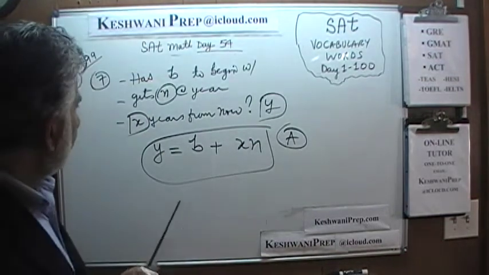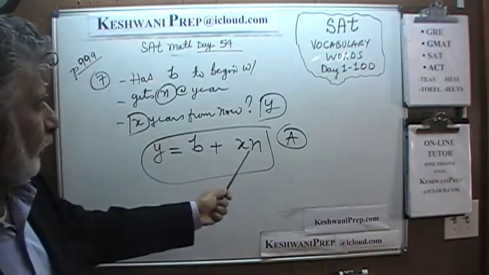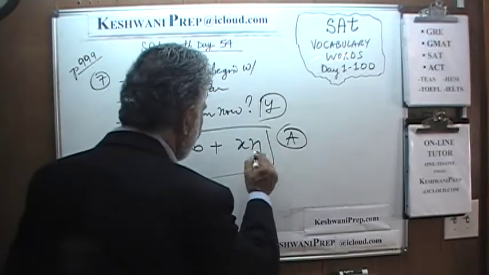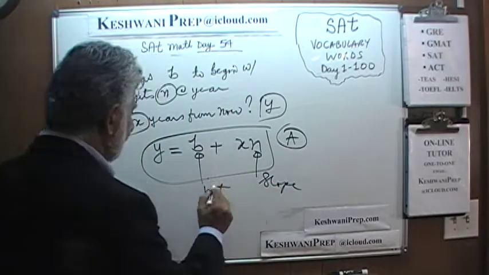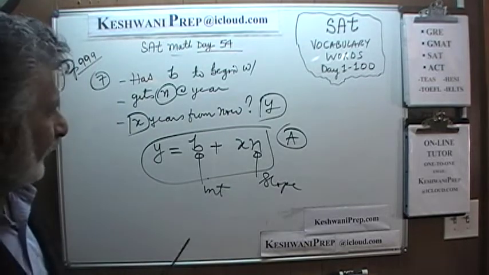So that's your slope there. Each year we get n members, that's your slope. n is the slope, and that's our intercept. Not that anybody's asking for it, but that's what that is.